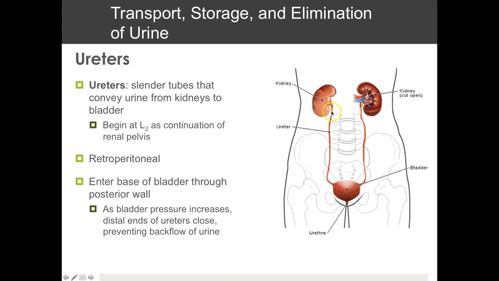So if you remember from the cadaver lab, you would be able to follow this ureter, but then it goes posterior to the urinary bladder and enters at the base of the bladder through that posterior wall. And as our bladder pressure increases, these distal ends of the ureters are going to close. They actually have little valve flaps in here, and that prevents the backflow of the urine from the bladder into the ureters.